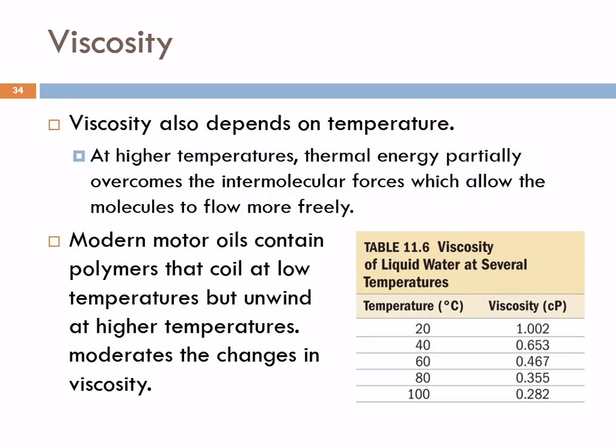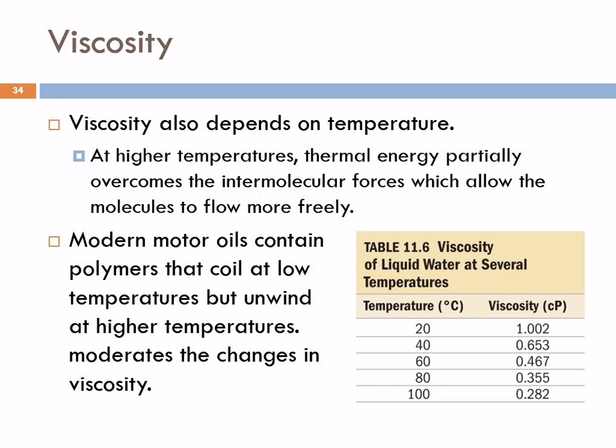So modern motor oils are really pretty cool. They've got polymers in them that will coil up at low temperatures and unwind at higher temperatures, because the viscosity of the oil depends on the temperature. So when these polymers coil up and become more spherical, their surface area where they can interact with other particles decreases and the intermolecular forces get weaker. That contributes to less viscosity.